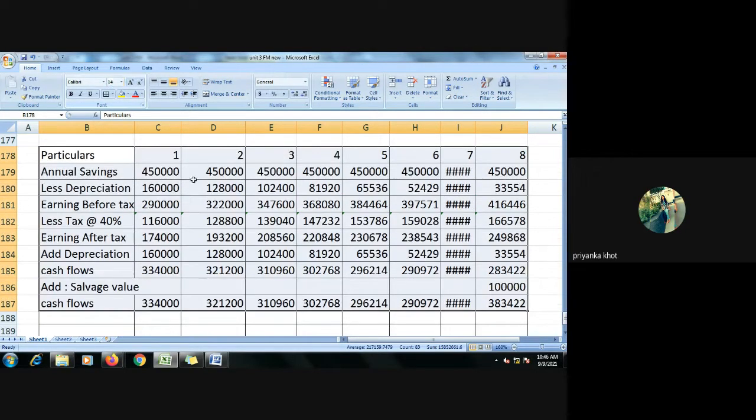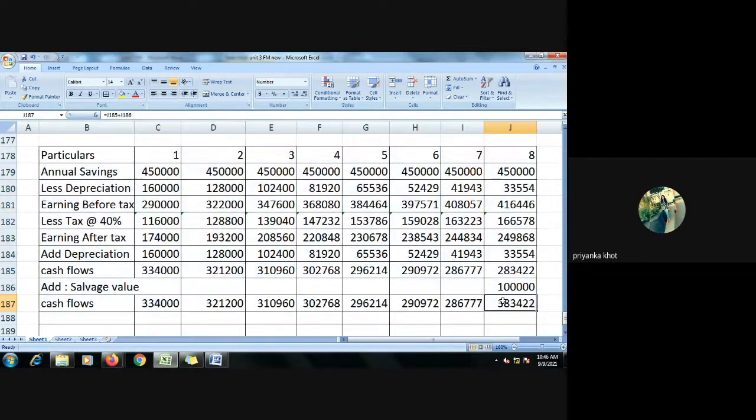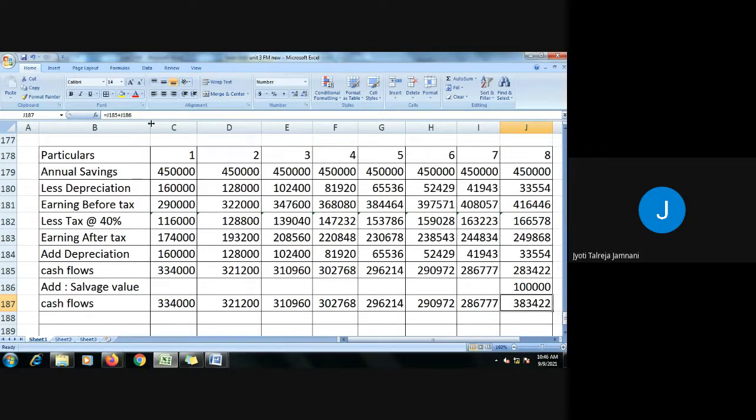Ma'am, why do we only add the salvage value at the end, like the last year? Salvage value means the value of the machine sold. We are not selling the machine every year. We are using the machine for 8 years. We sell it at the end of the 8th year. So only in the 8th year, once we sell, we'll receive 1 lakh. Every year, 1 lakh we are not receiving. When we are selling, only in that year we are receiving. So the 8th year is the last year of the project, in which we will sell the machine and recover the salvage value. That's why only in the 8th year we are taking it.